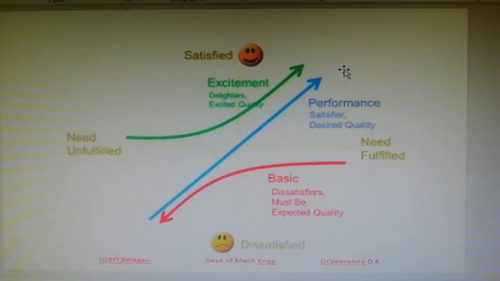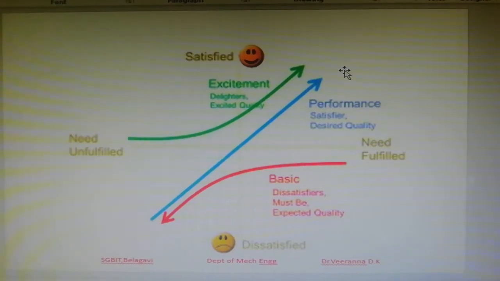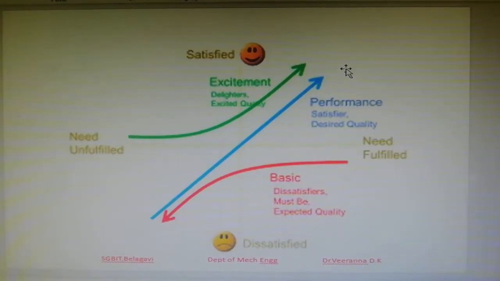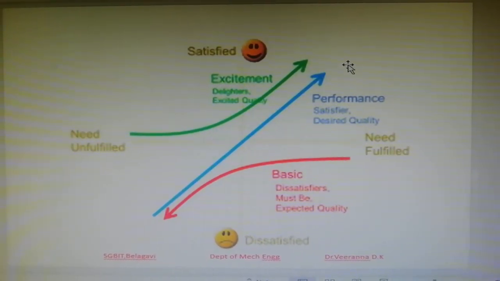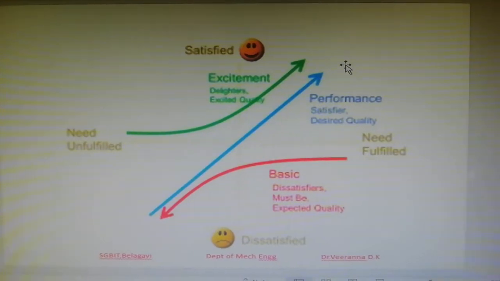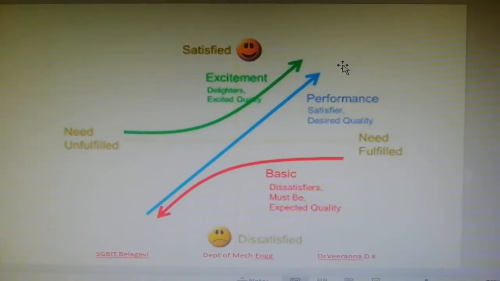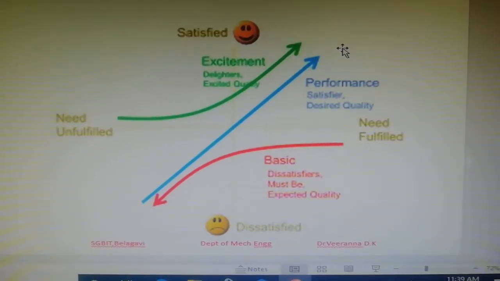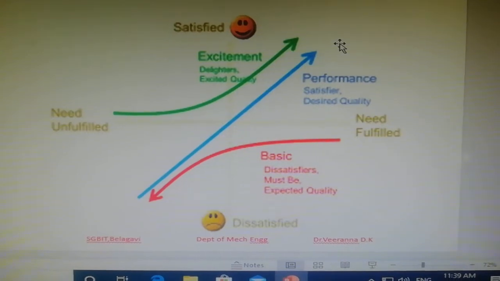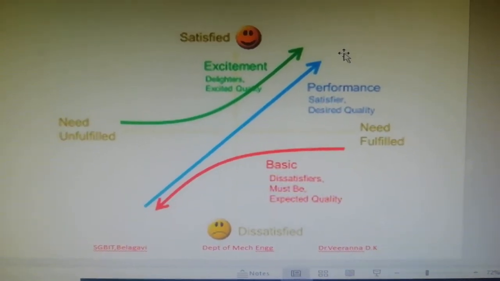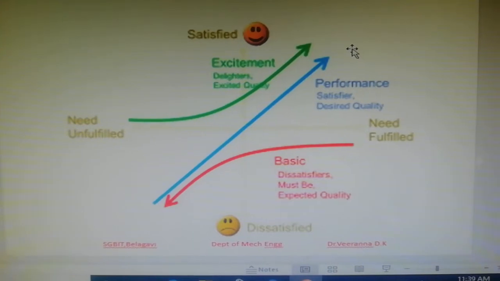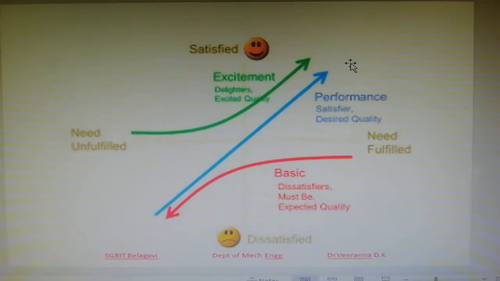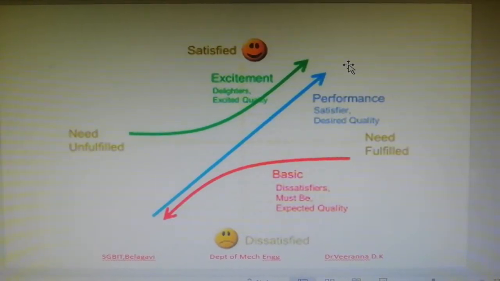There are two curves, one red and one green. Let us talk about the red curve first, which comes under the third as well as the fourth quadrant: need unfulfilled as well as need fulfilled, with customer dissatisfaction. These are the must-be conditions, or the dissatisfiers. These are expected in the quality. Take an example. When you go to a hotel and order a tea, the tea should be served hot. If the tea is served cold, automatically you will feel very dissatisfied.